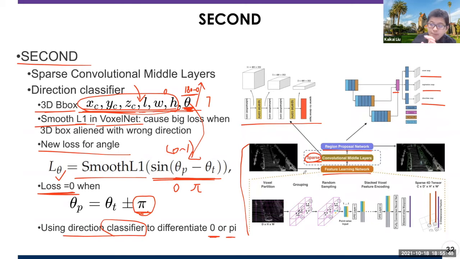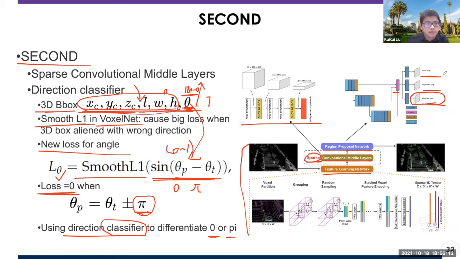So this is the reason why they add another direction classifier. Remember, it's not a direction regressor, it's a classifier. And this setup is also used in many of the modern 3D detection works. So this is one of the major contributions of SECOND.